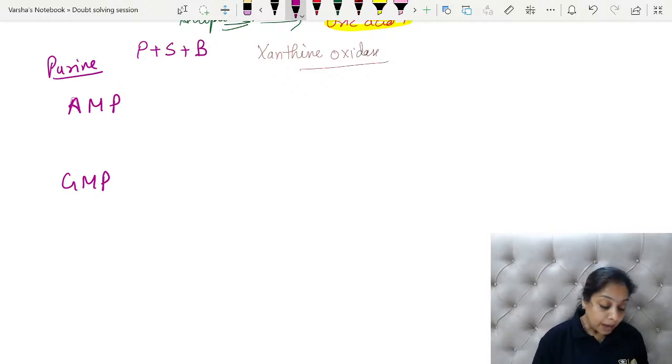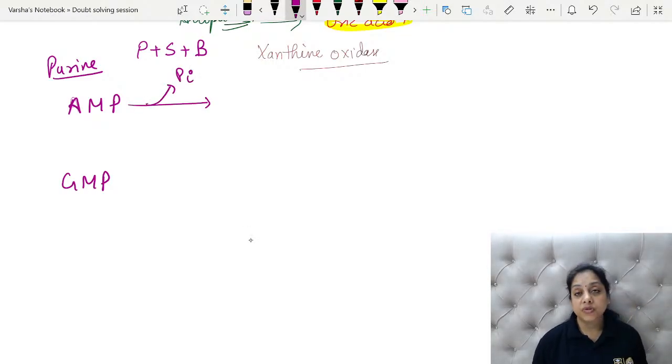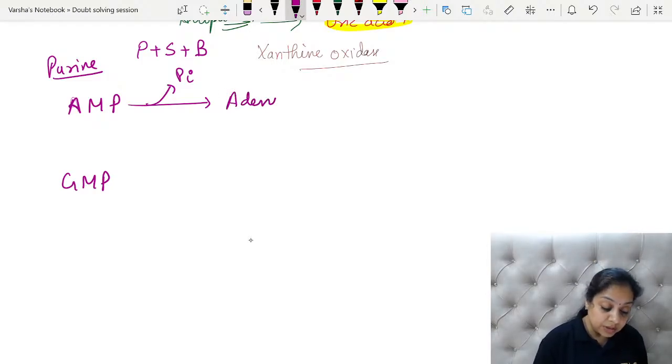ठीक है? अब you have to remove everything one by one. Let's start with adenine. You remove the phosphate first, and then what you are left with? Phosphate को remove कर देंगे तो what you are left with? You are left with adenosine. That is a nucleoside. ठीक है? Because the phosphate is gone.